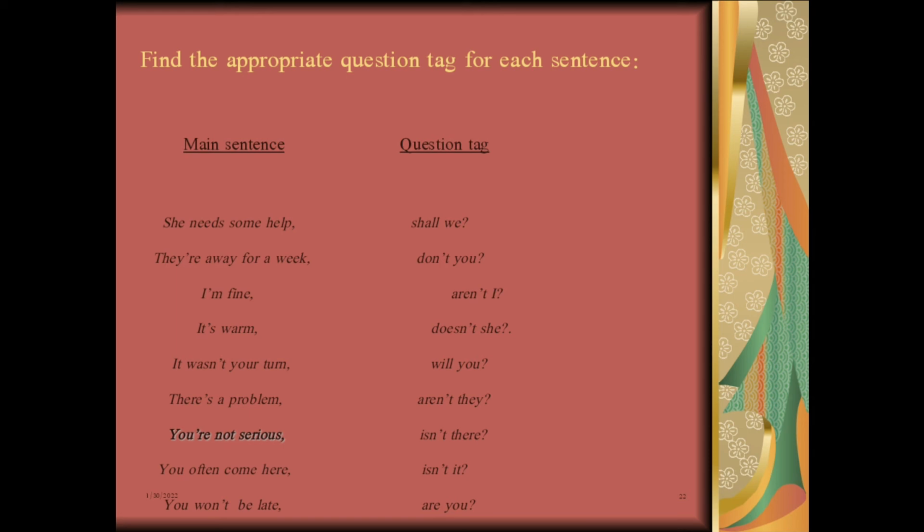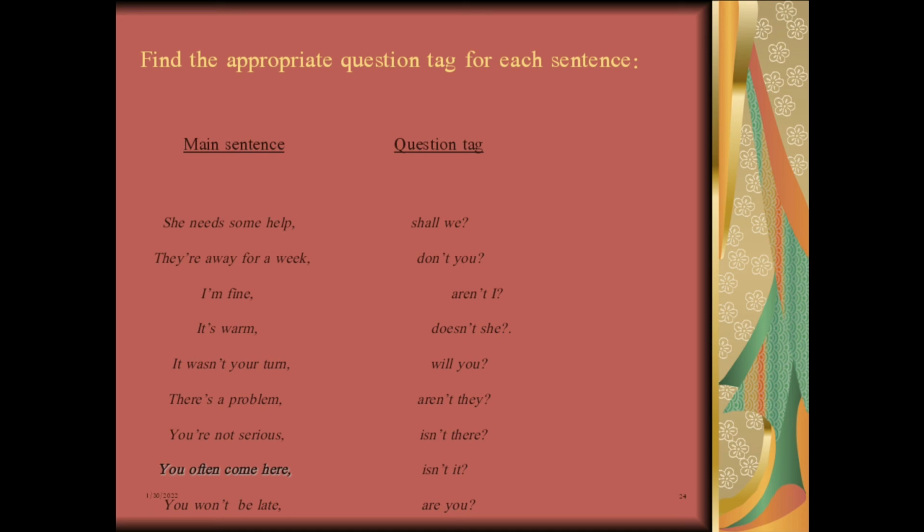You're not serious. The auxiliary verb are, aren't, put it in positive, are, plus personal pronoun you. Are you? Let's see. Yeah, great. Don't forget at the end of the question tag to put a question mark.